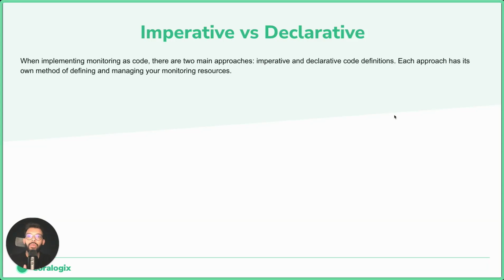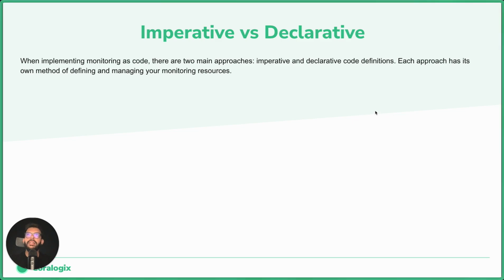Well, now that you know what monitoring as code is, let's delve into the different approaches to implement it. In this video, we will explore the difference between imperative and declarative code for defining monitoring resources. I would like to highlight, folks, that these approaches are not exclusive to monitoring as code. They are also fundamental to infrastructure as code, especially because both share many of the same principles and tools that we're going to see and use during this course.